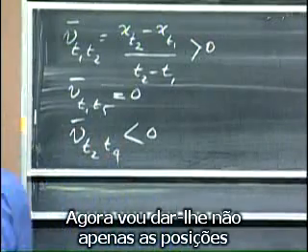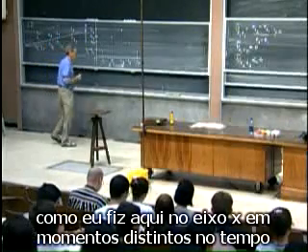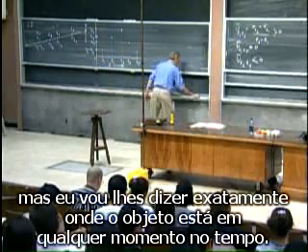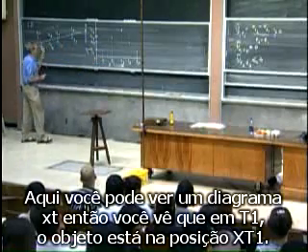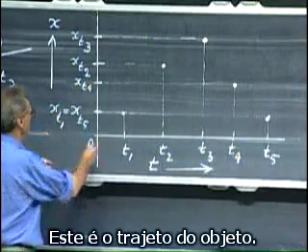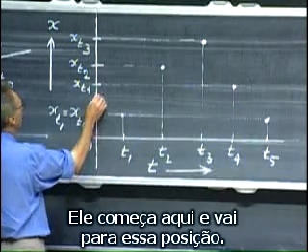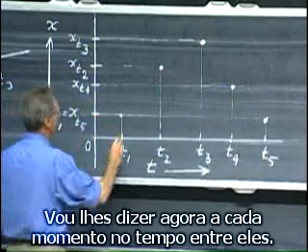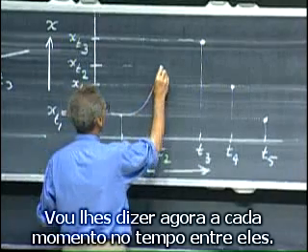Now I will give you not only the positions as I did here on the x-axis at discrete moments in time, but I'm going to tell you exactly where the object is at any moment in time. Here you see an xt diagram. So you see that at t1 the object is at position x(t1). This is the road of the object. This is the straight line where it's moving. It starts here and it goes to this position. It goes to this one, it comes back to t4, and it comes back here. I will tell you now every moment in time in between.